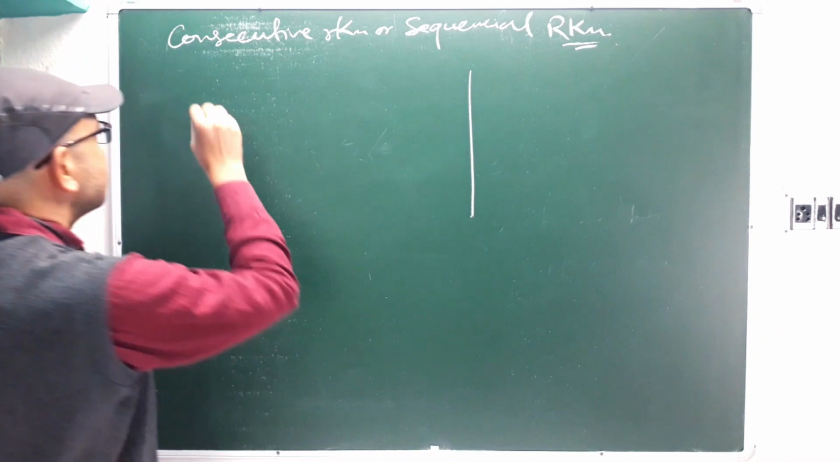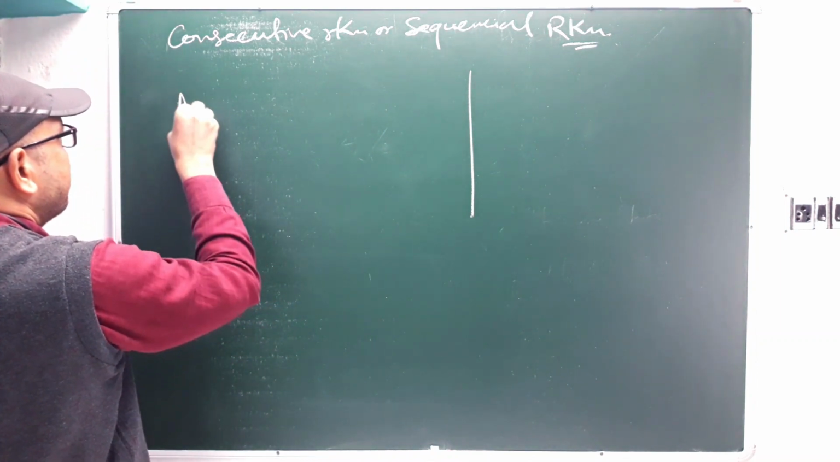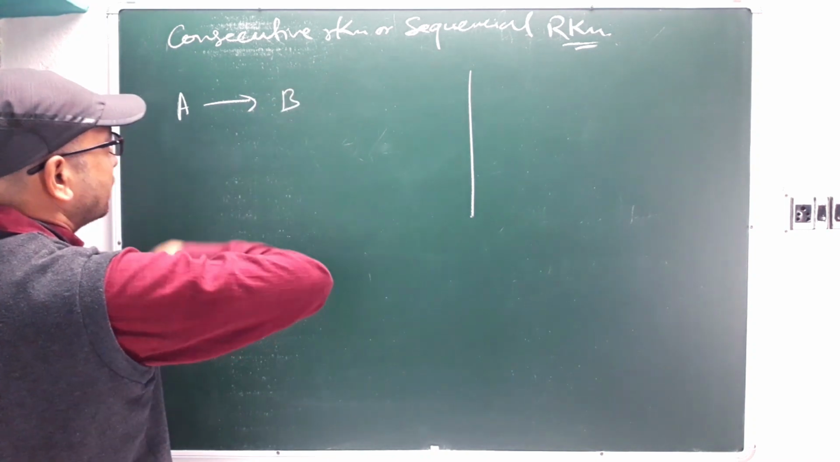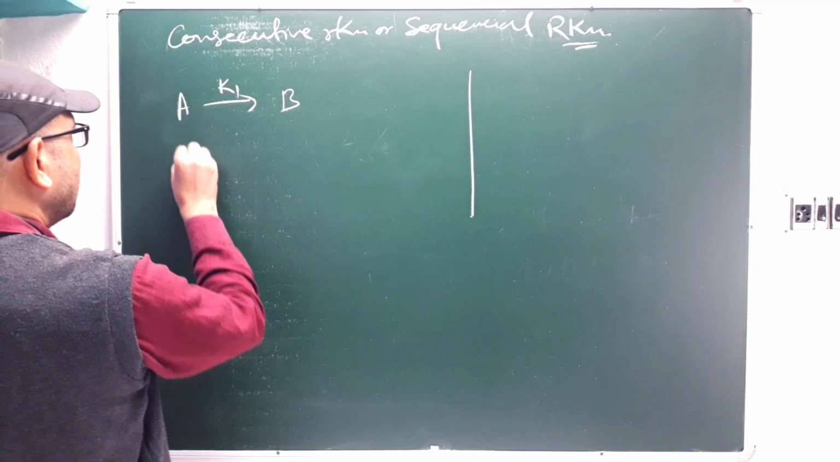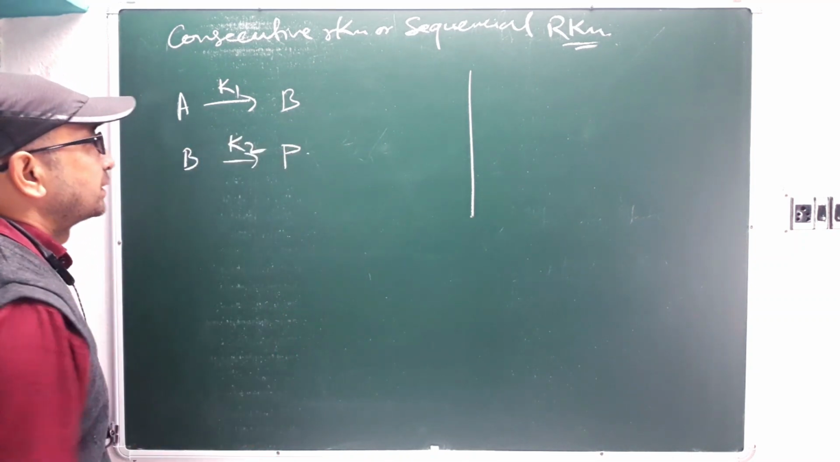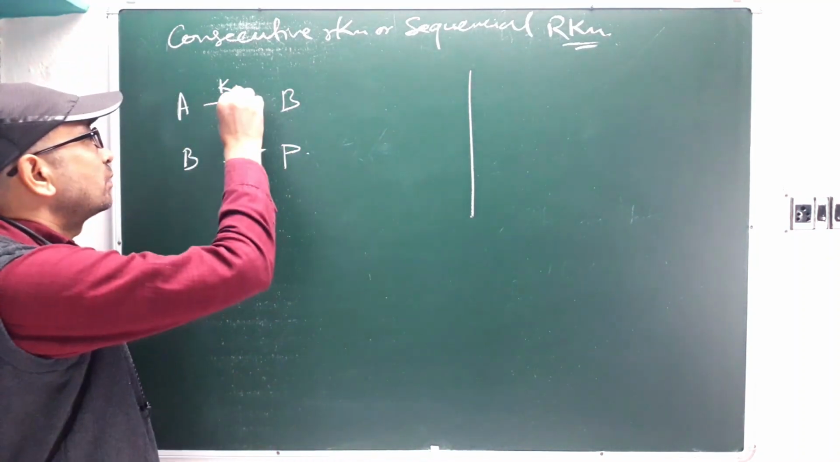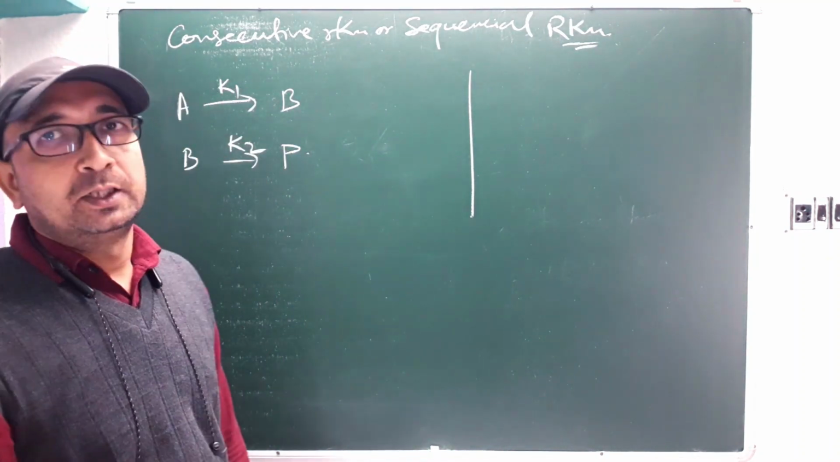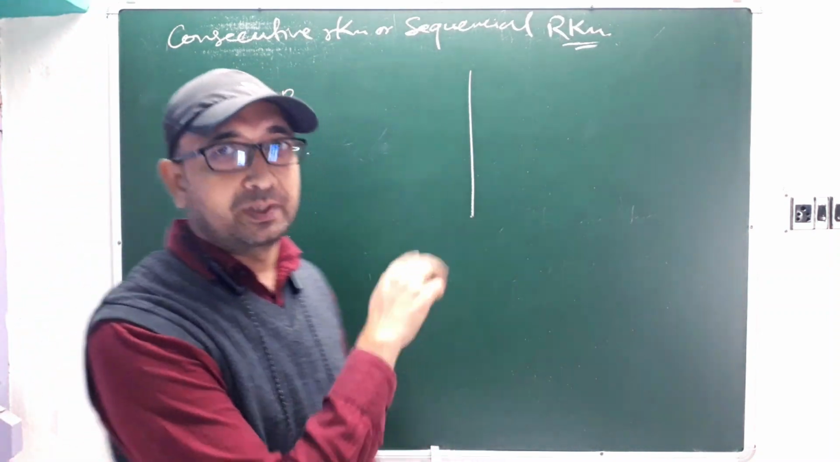Before putting the graph, I'll write down the reaction. Suppose we have A, and from A we are getting product B. So this will be K1, correct? And then from B we are getting the product P, and this rate constant is K2, because both can't be the same, right? So for rate constants K1 and K2, which one is greater, which one is the rate determining step, everything we are going to learn from this equation.